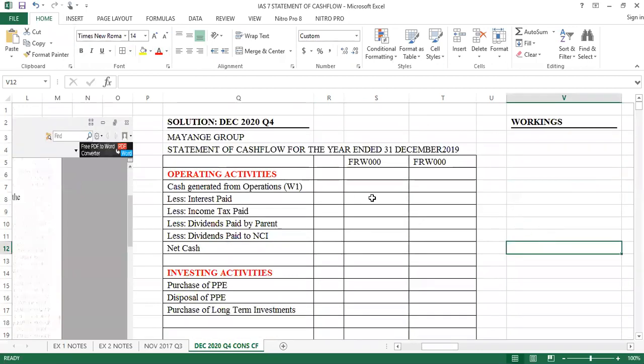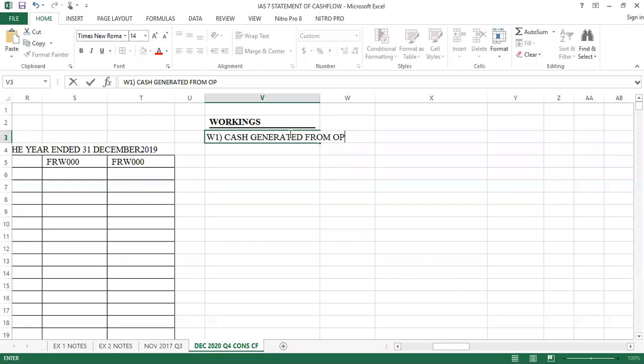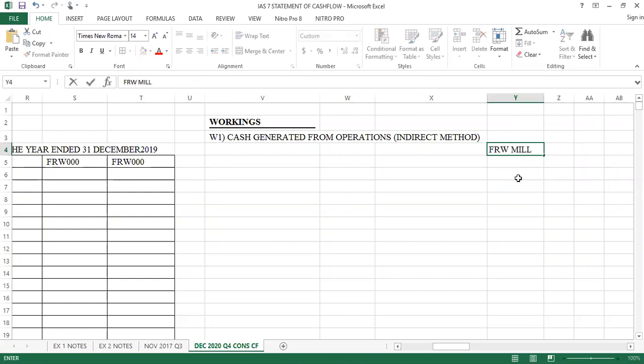Okay, let's start our workings. What is our working one? So working one is how to get cash generated from operations. Using which method? Using indirect method. The person who was asking me, this is where I'm accounting for it. Cash generated from operations using indirect method. So remember we are working in millions.